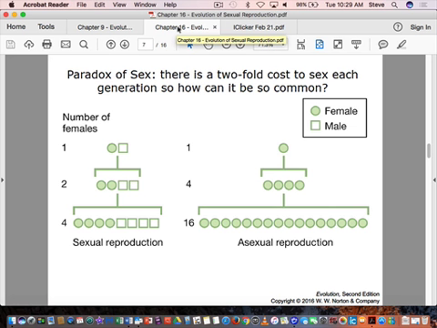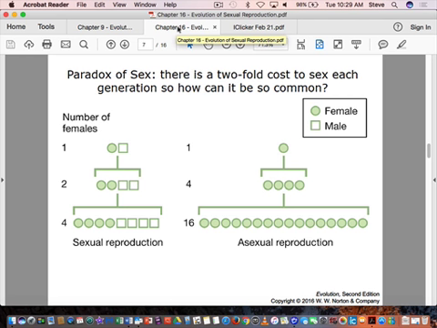And this is what's called the paradox of sexual reproduction. What this suggests is that, in fact, asexual reproduction should be a lot more common than it is, because there's a huge advantage to being asexual. What I just showed you is that asexual reproduction doesn't seem to be very common, but this suggests it should be pretty common because it has a huge advantage each generation. It turns out there seems to be a twofold cost to sexual reproduction each generation. So how can it be so common? Let me just try to run you through this.